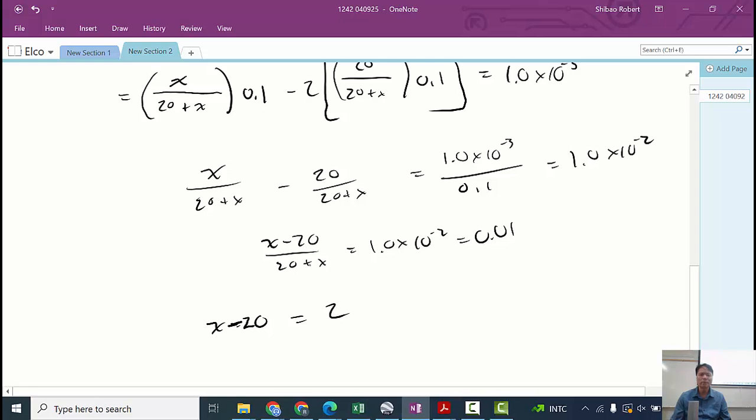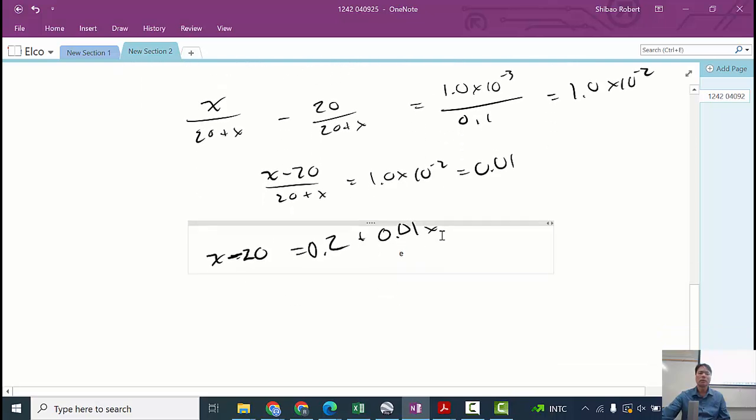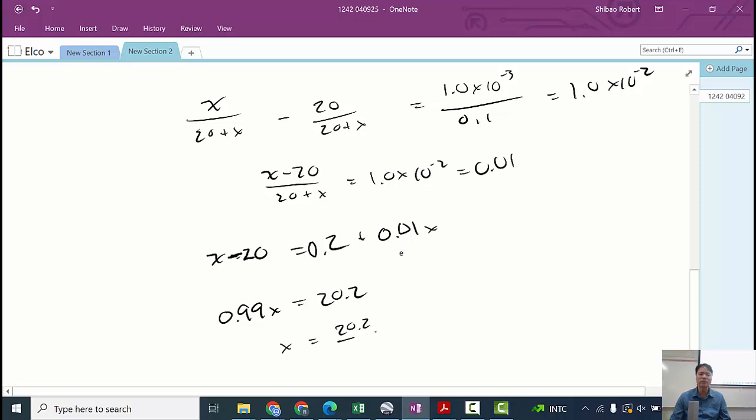Is that right? No. It gives us 0.2, right? Plus 0.01x. So what I'm going to do is subtract 0.01x from both sides. If I do that, I'm going to have 0.99x, and then add 20 to both sides. This is going to equal 20.2. And therefore, x is equal to 20.2 divided by 0.99, which is equal to, let's see what that's equal to.